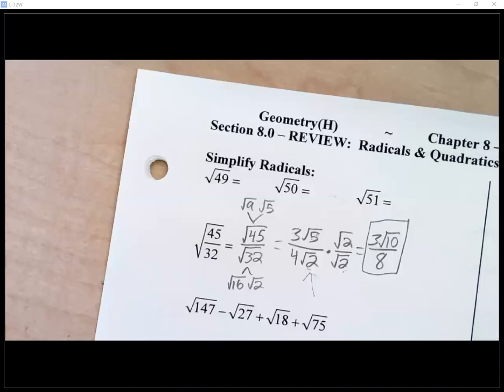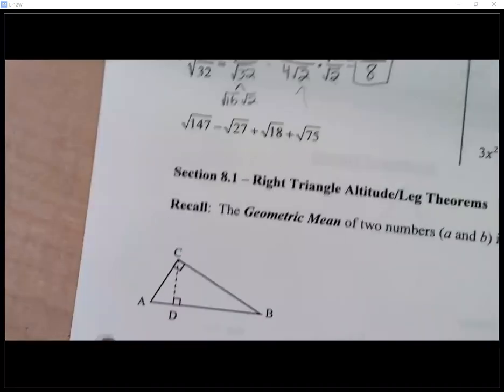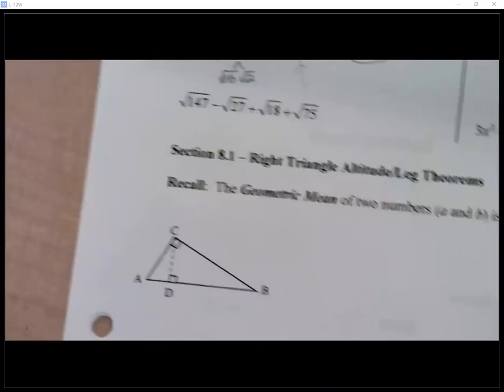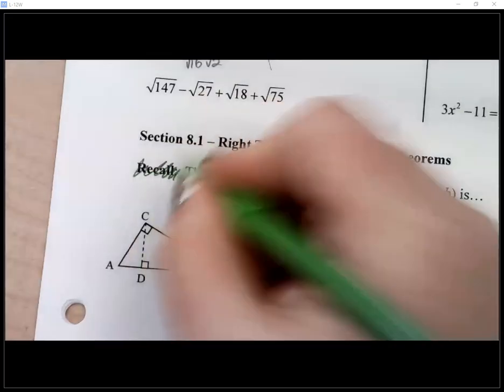All right, so we feel okay? All right, so let's take a look at 8-1 now. Have you ever heard of the geometric mean before? Have you heard of a geometric mean? So let's cross out the word recall because you probably have no idea what that refers to.